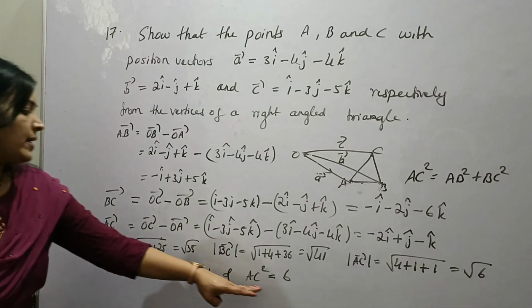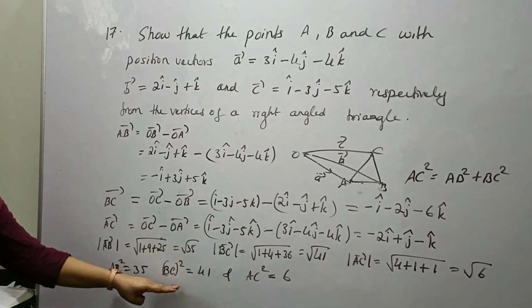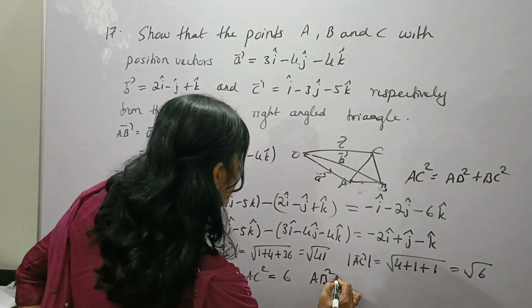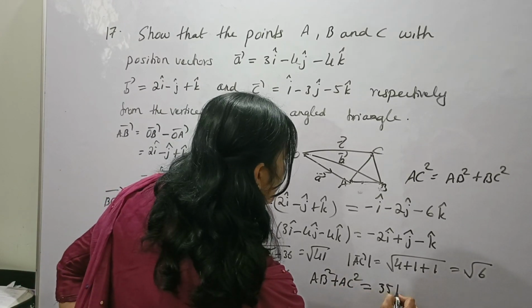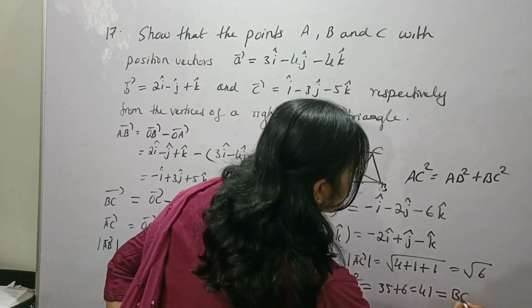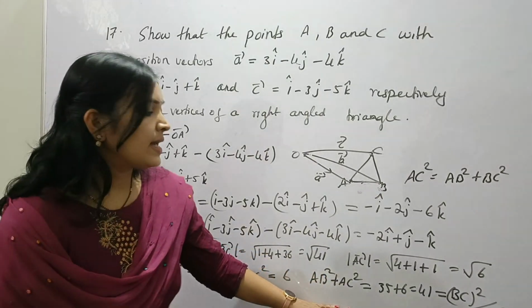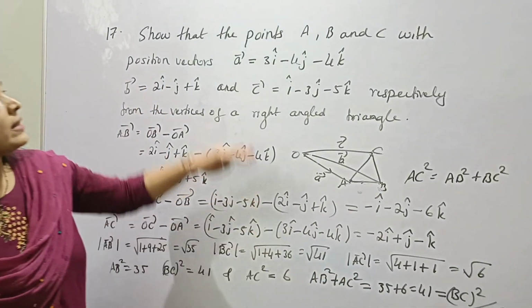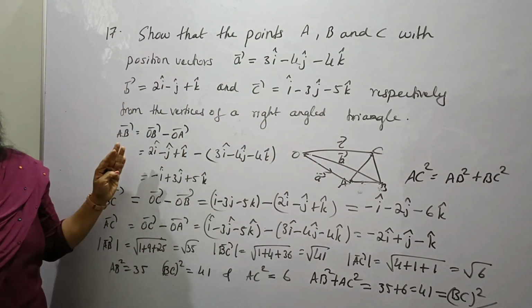Okay. Then here, see, we can write AB square plus AC square is equal to BC square, right? So AB square plus AC square is equal to 35 plus 6, that is equal to 41, that is equal to BC square. So by Pythagoras theorem, we can say it's a right angle triangle. Therefore, these points A, B and C form a right angle triangle.